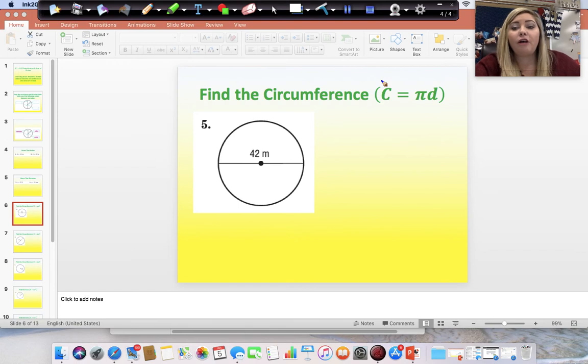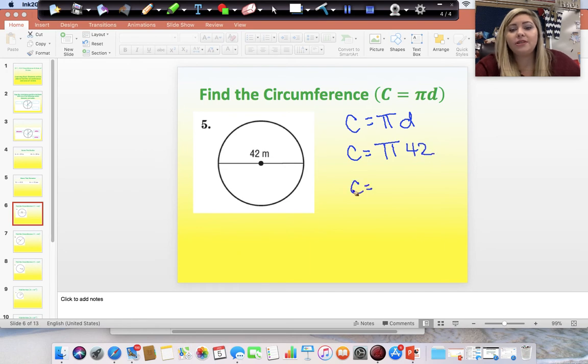Okay, circumference is equal to pi times diameter. So circumference equals pi times diameter. That's exactly what we're going to put. The circumference is equal to pi times the diameter. In this case, our diameter is 42. So I'm going to first write my formula. Then I'm going to write my substitution step. And then I'm going to put it into my calculator.